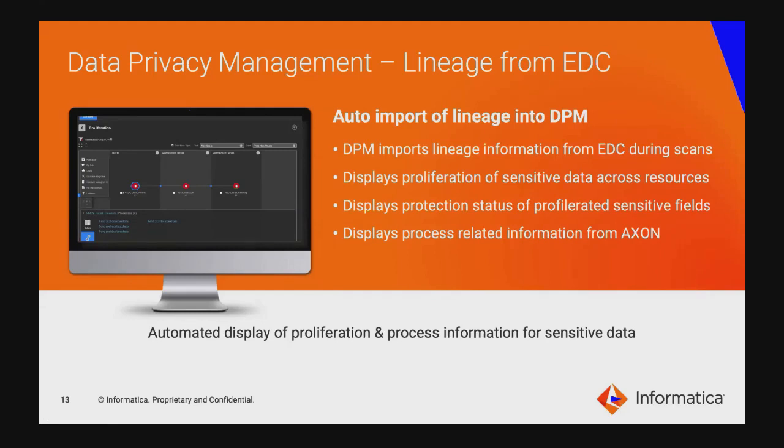It also overlays process information from Axon. So if you have Axon data governance and this particular data store is associated with a specific process in Axon, this proliferation information within DPM also shows the associated process information.